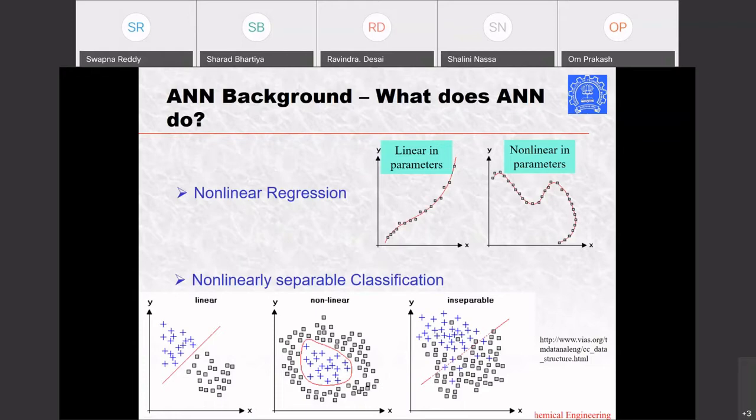So what is an ANN and what does an ANN do? An ANN is nonlinear, and it does two basic applications, which are things that you have already looked at. One is regression, and the other is classification. It turns out that almost any problem can be categorized into one of these two. If you're using an ANN, the first question you can ask yourself is, is it a regression problem or is it a classification problem?